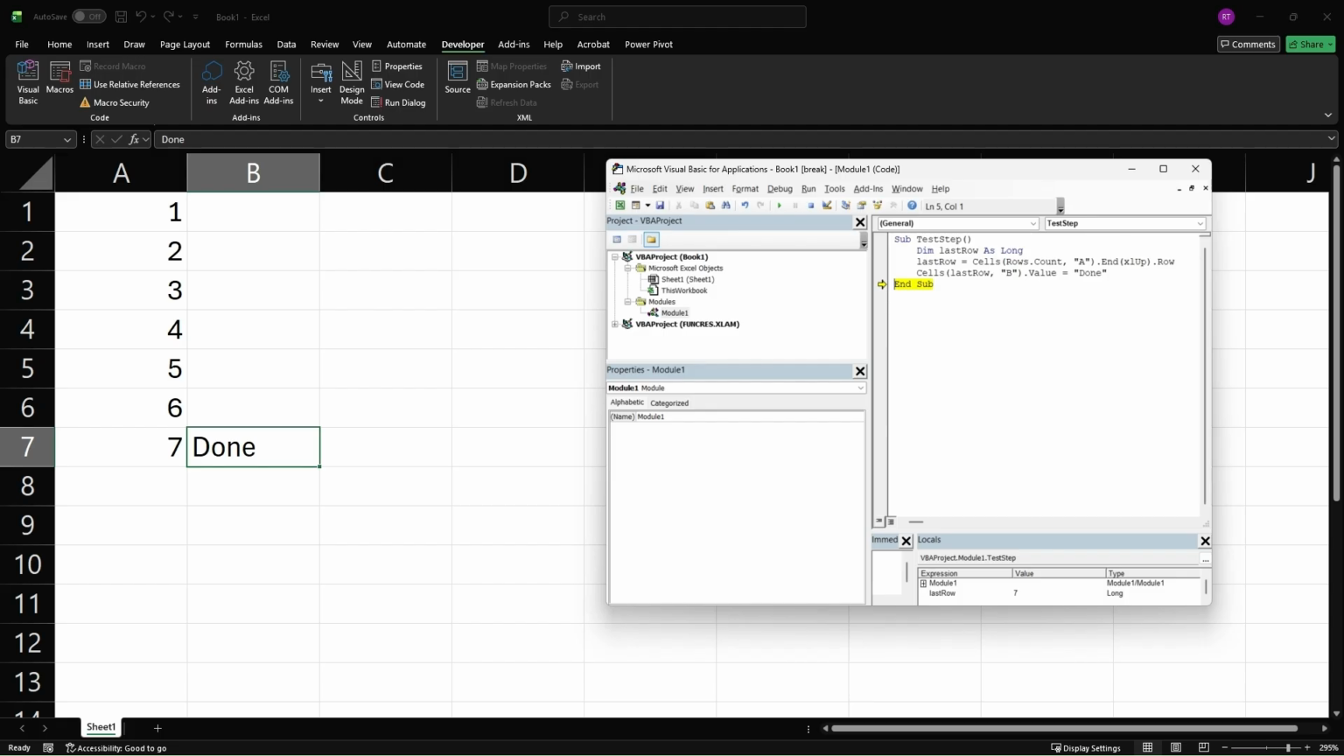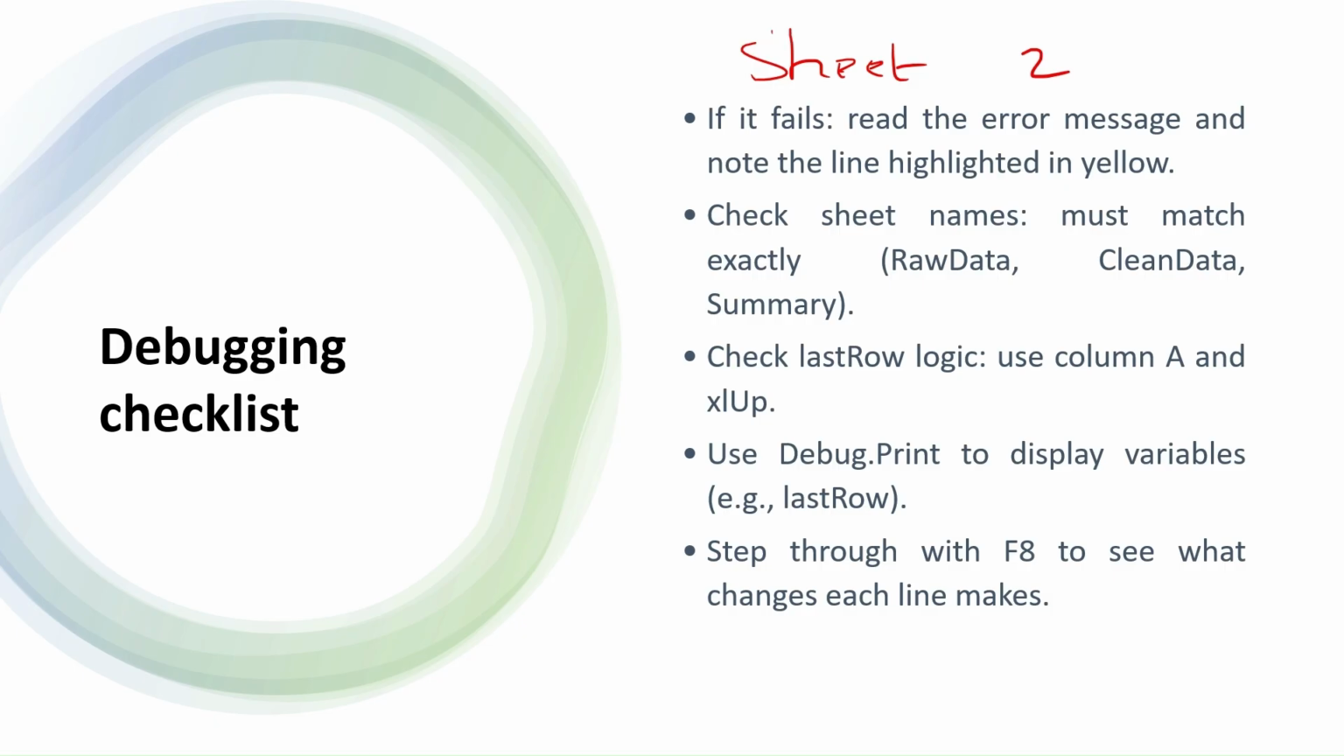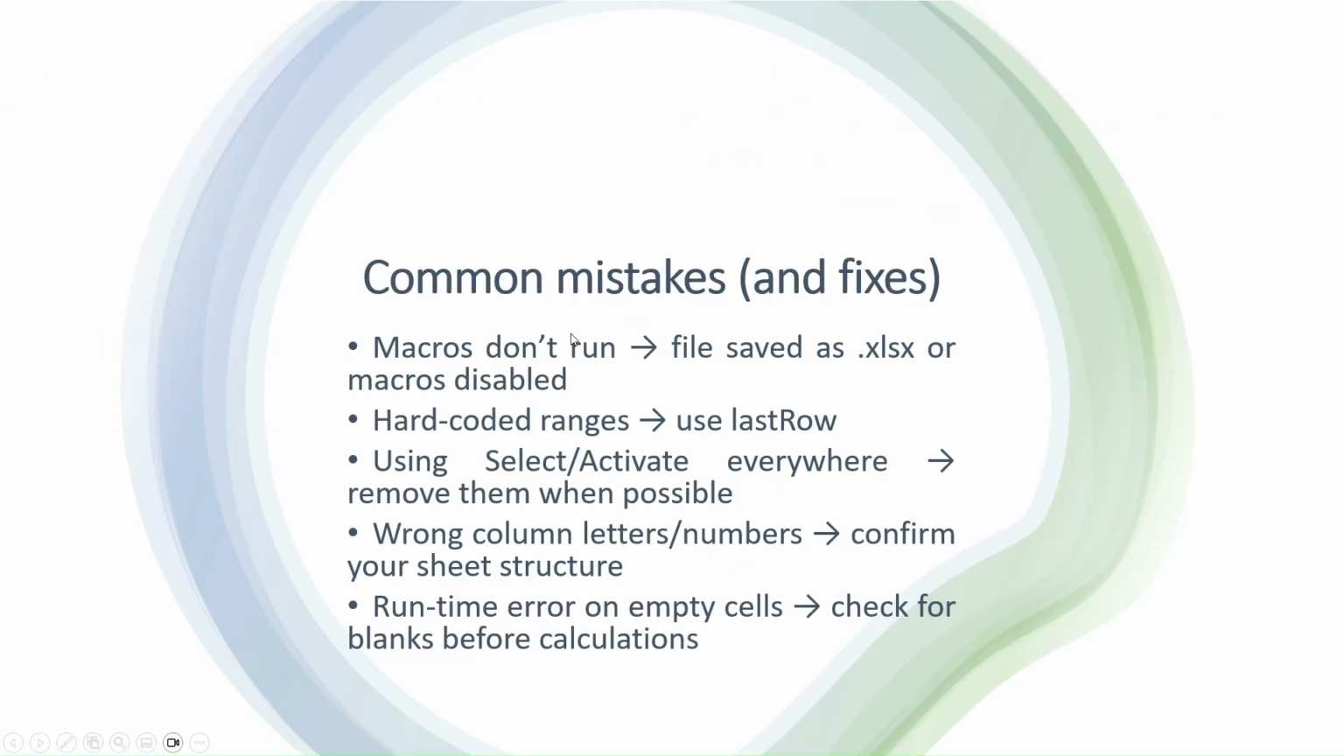That's it for how you can debug and check if ever you have made some mistake. The next step is looking at the common mistakes and fixes for when you're running a macro.